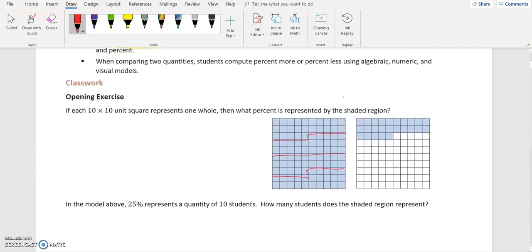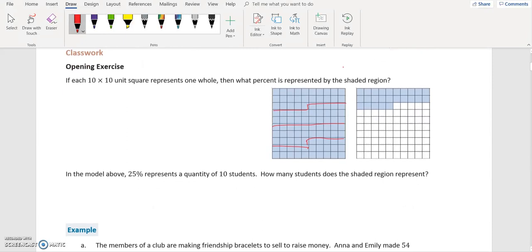So our opening exercise today, we had these two 10 by 10s. We wanted to know what the shaded region was. And so we said this is a 10 by 10, therefore all of this is 100. And then we counted here, we had 10, 20, and then 1, 2, 3, 4, 5. So we said this was representing 125%. That was the amount that was shaded.